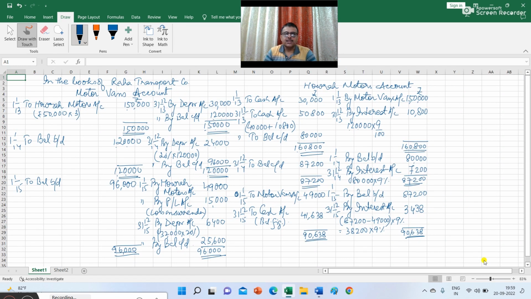So here I am presenting the two ledgers that I have prepared. One is the motor van account and the Howrah Motors account. This question is an example of partial repossession. So I would like to request all the students to note the problem, the question first, and then you do the solution along with me.